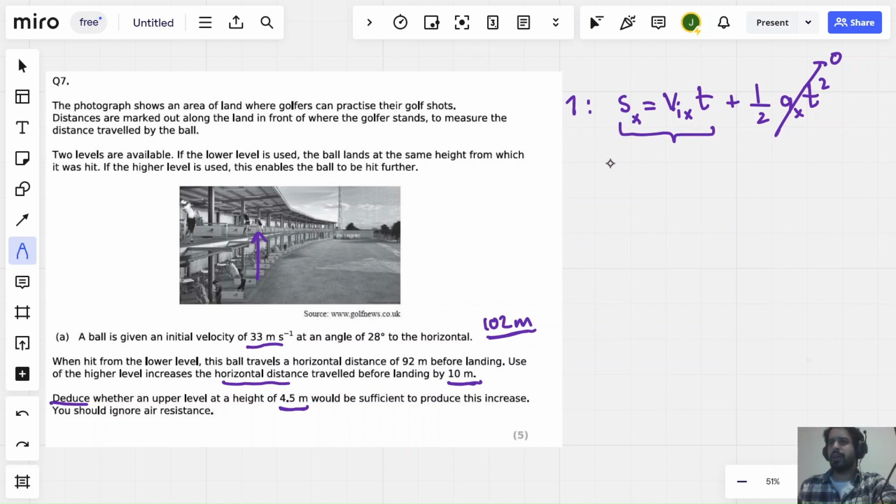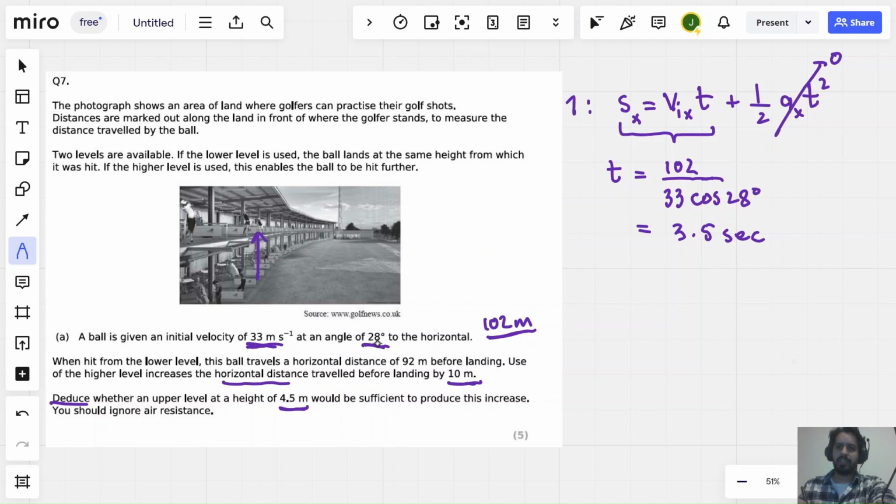If you rearrange it for time, you will get time equals distance traveled in the x direction, which is 102 meters, divided by the initial velocity in the x direction, or the x component of the initial velocity, which will be 33 times cosine of 28 degrees. If you solve this, you will get 3.5 seconds. So you see, now we have a very clear understanding of the problem.